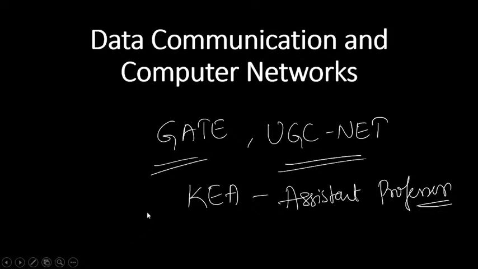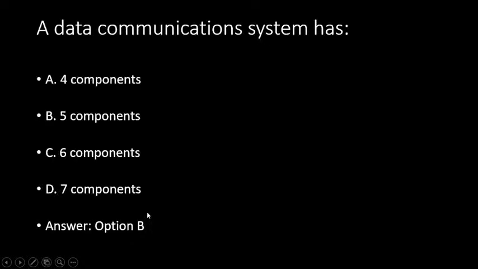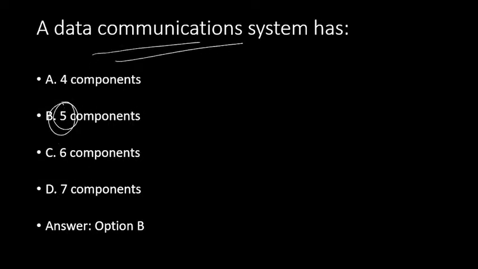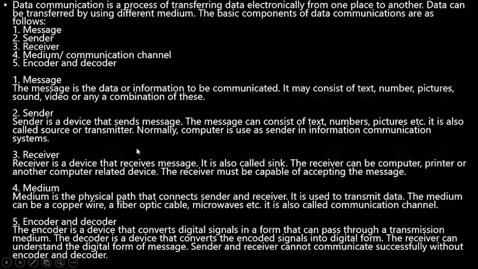Okay, so we'll start with some of the basic questions. A data communication system has how many components? A data communication system has a total of 5 components. So what are those components?